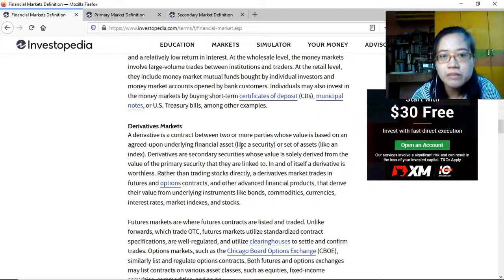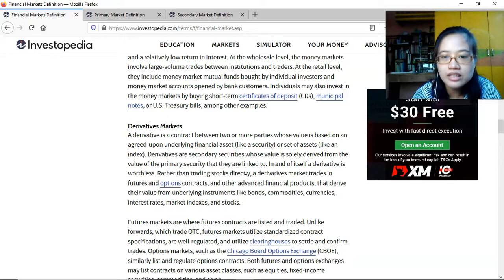Derivative markets. A derivative is a contract between two or more parties whose value is based on an agreed upon underlying financial asset, like a security, or set of assets like an index. So, for example, let me read this first. Derivatives are secondary securities whose value is solely derived from the value of the primary security that they are linked to. In and of itself, a derivative is worth less.